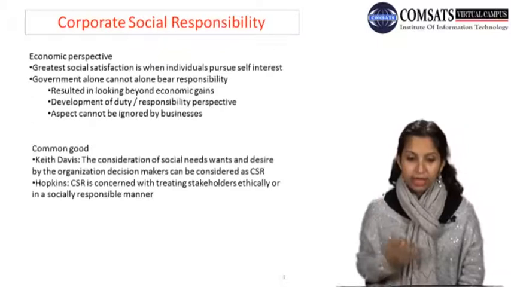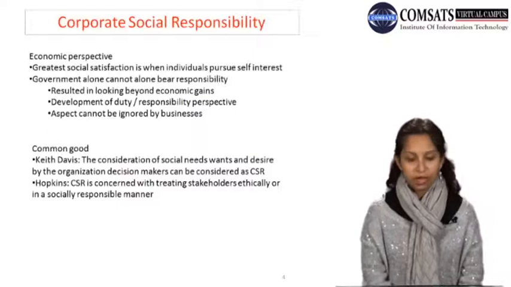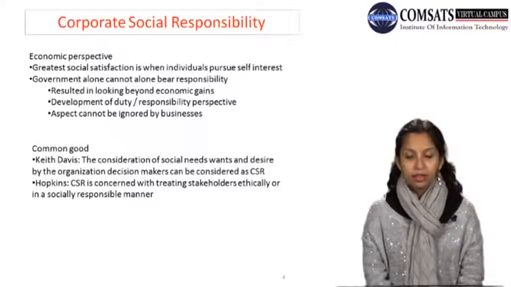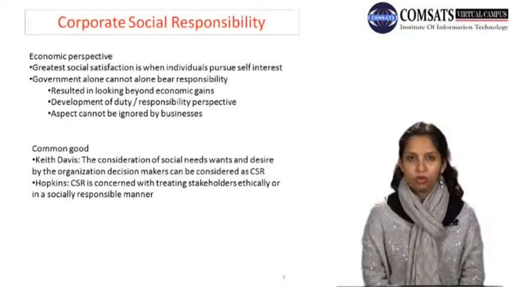The next definition of CSR that we will study is going to be from an economic perspective. Greatest social satisfaction is when individuals pursue self-interest. Government alone cannot bear responsibilities, and there should be other entities like businesses, like corporations, who should share responsibilities with the government.